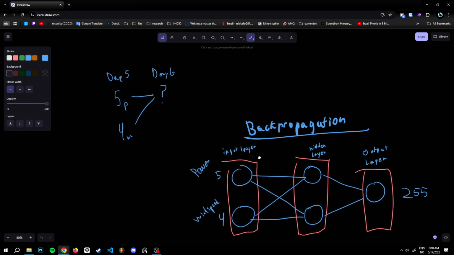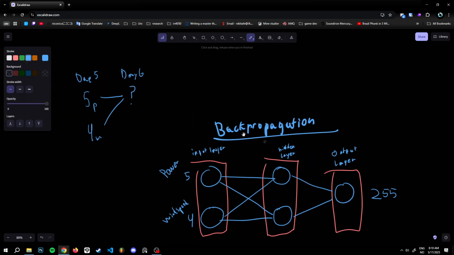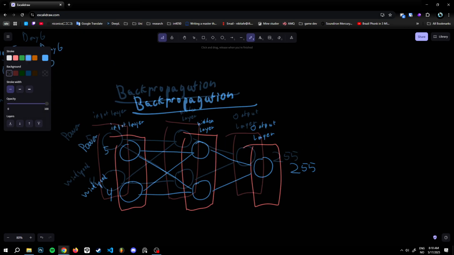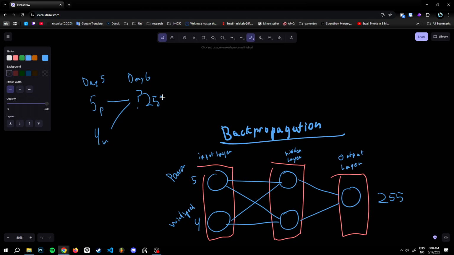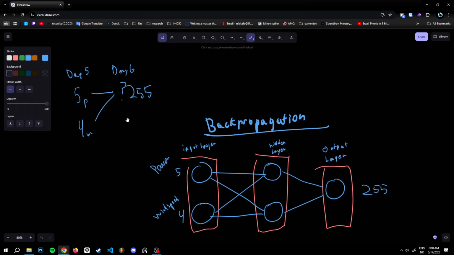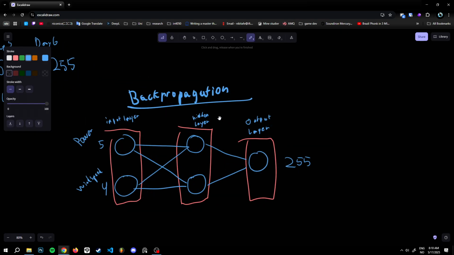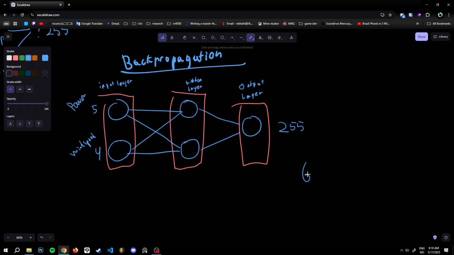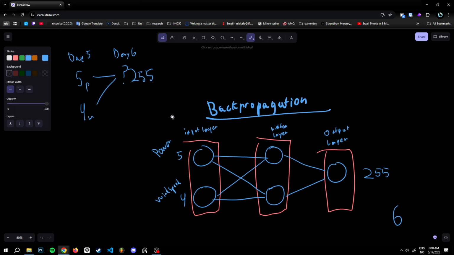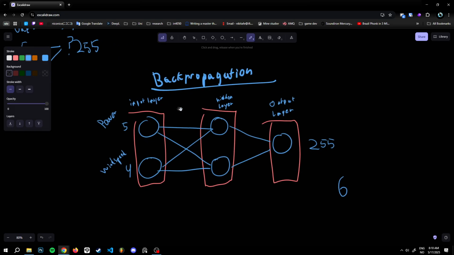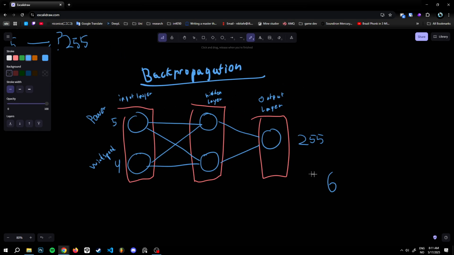This is very, very simple, right? And let's say what it outputs is 255 power. The neural network says we're going to have 255 power, right? And the prediction is wrong, and the reality was that it was 6 power on day 6. Because the neural network made a wrong prediction, we have to update all of the layers. We have to update all of the weights.